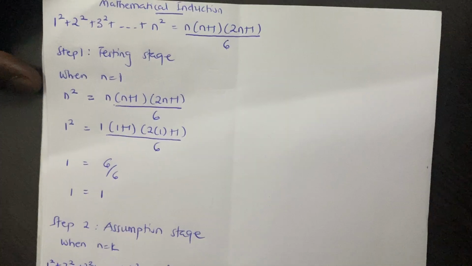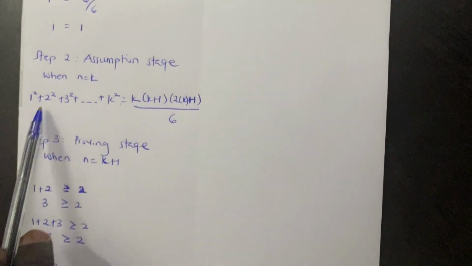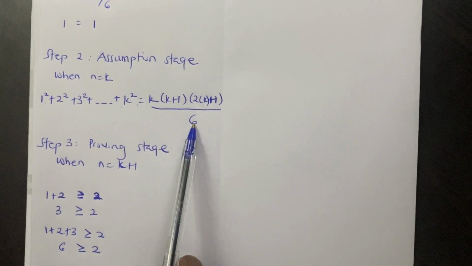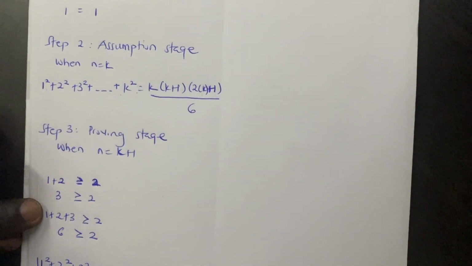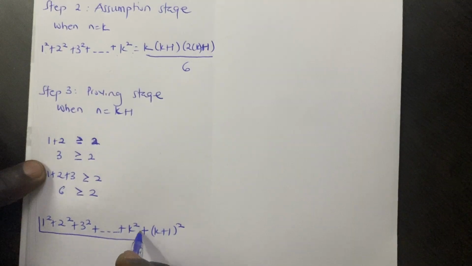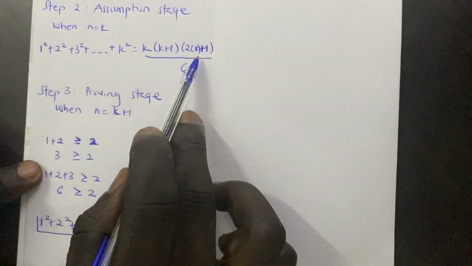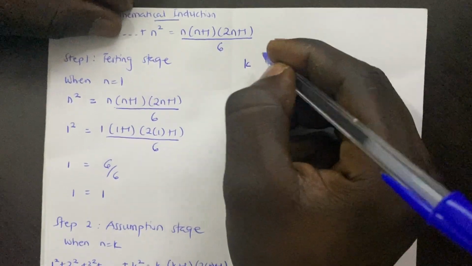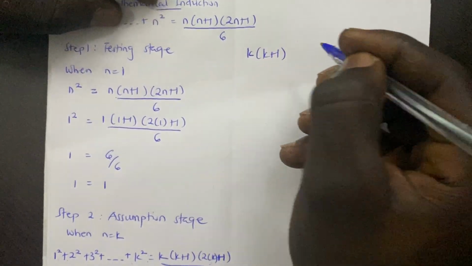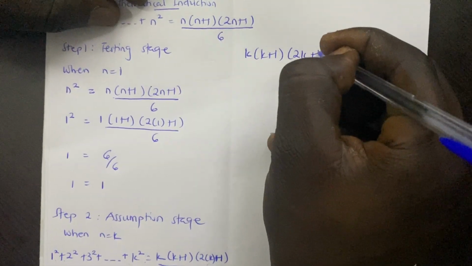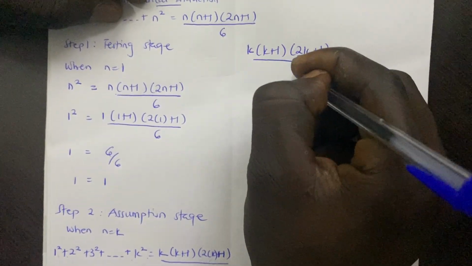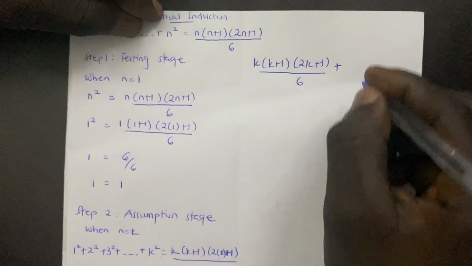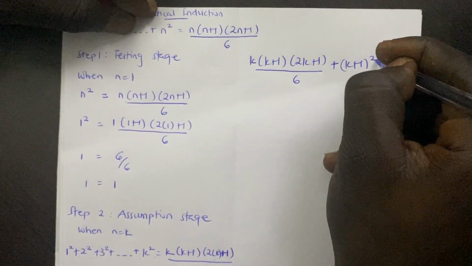So we know that from the left hand side, all these series sum up to give us this value, right? So here we are just going to substitute everything that we have here for this value, because all these sum up to give us this, right? So we are going to get k plus 1 (2k plus 1) all over 6 plus what we have here, which is (k plus 1) all squared, right?